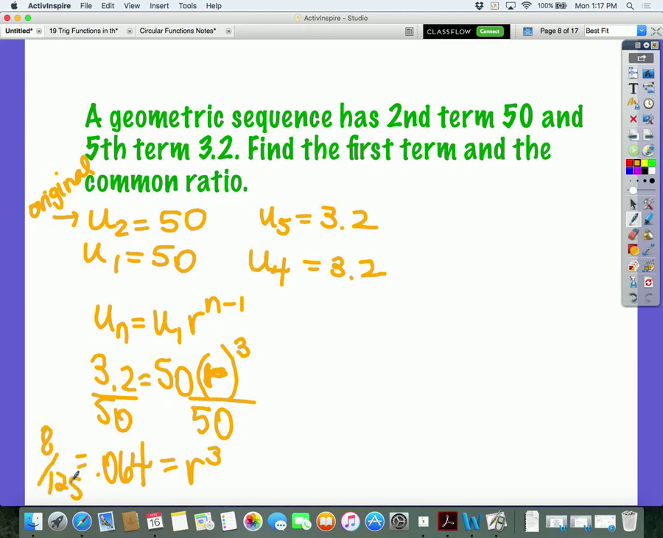What do I have to do? If you think about it, what's the cube root of 8? 2. And what's the cube root of 125? 5. So our ratio is, yes again, 2/5.